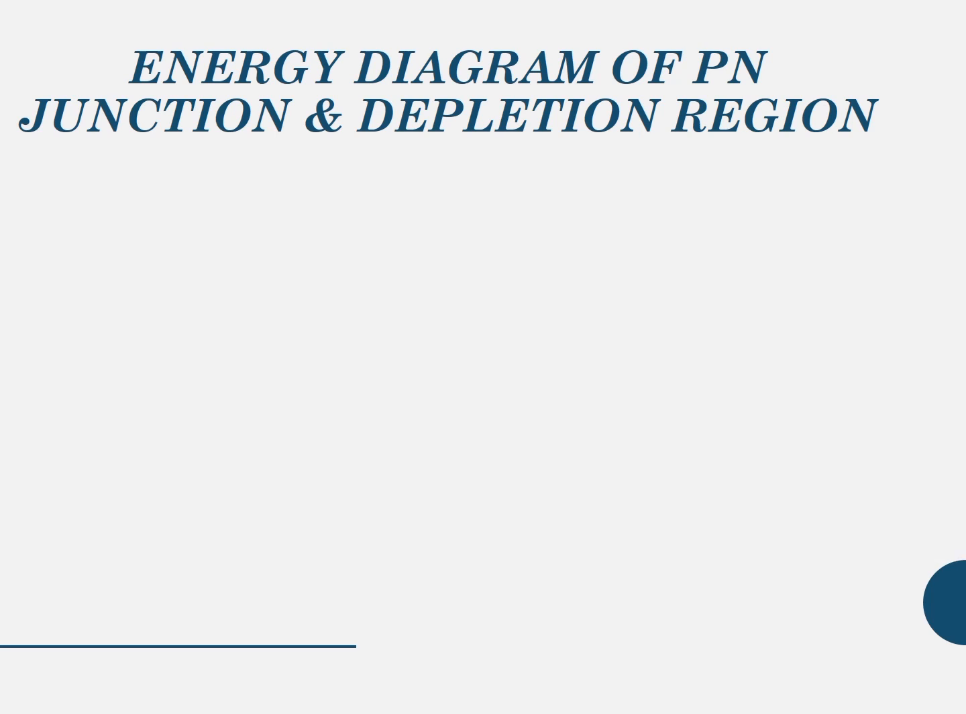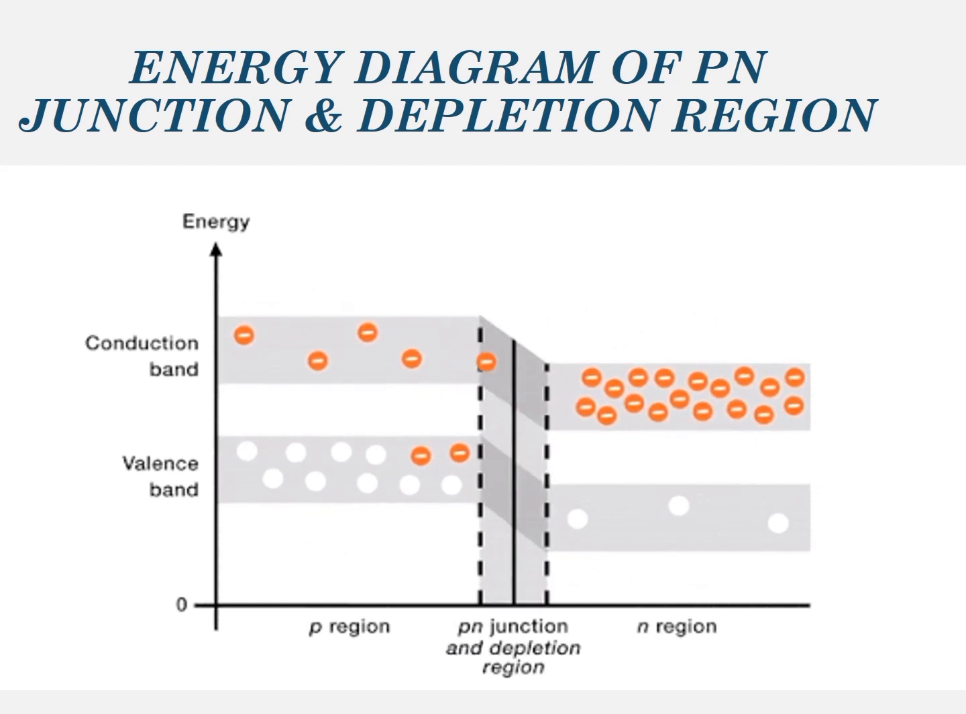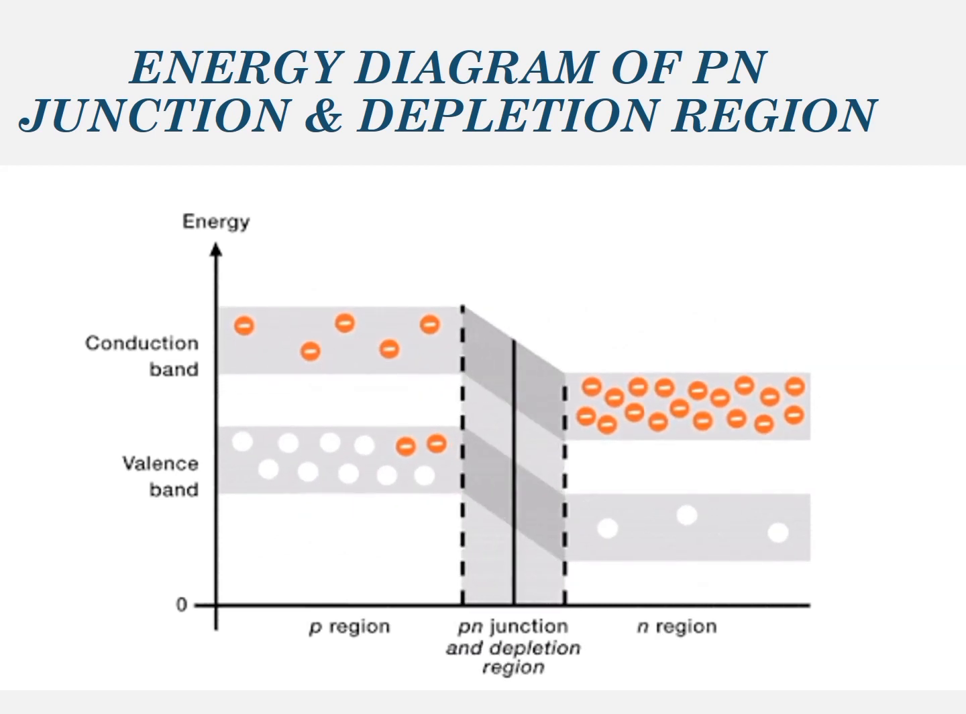Here I am showing an animation which is explaining the energy diagram of PN junction and depletion region that I have discussed in the previous slide. So have a look at this animation. When electrons diffuse across the junction, they fall into the hole and as a result, depletion region is formed.